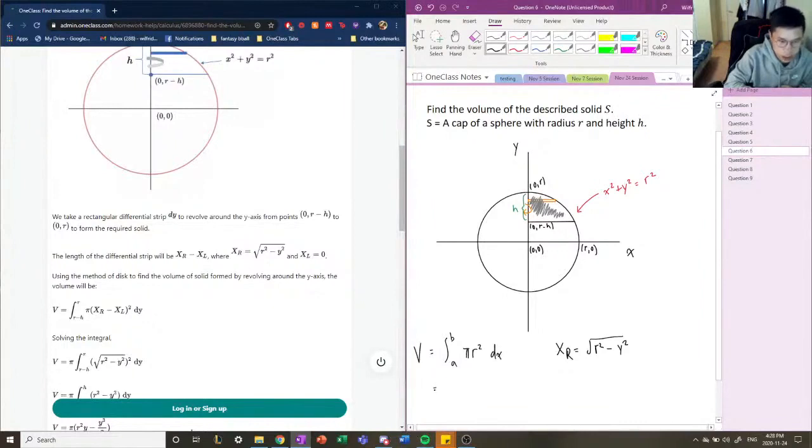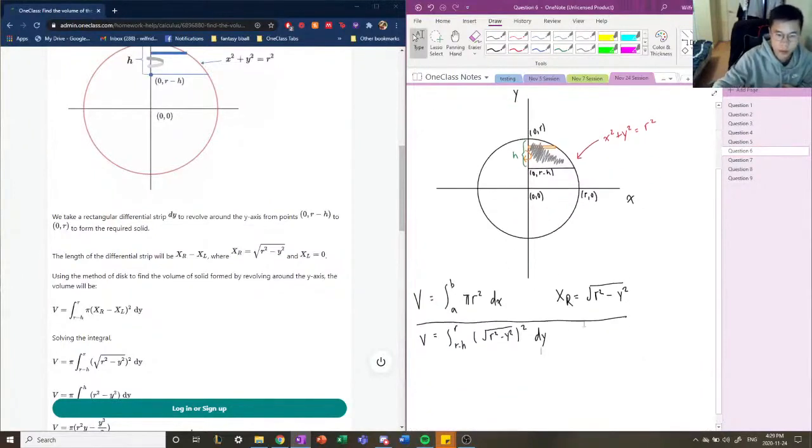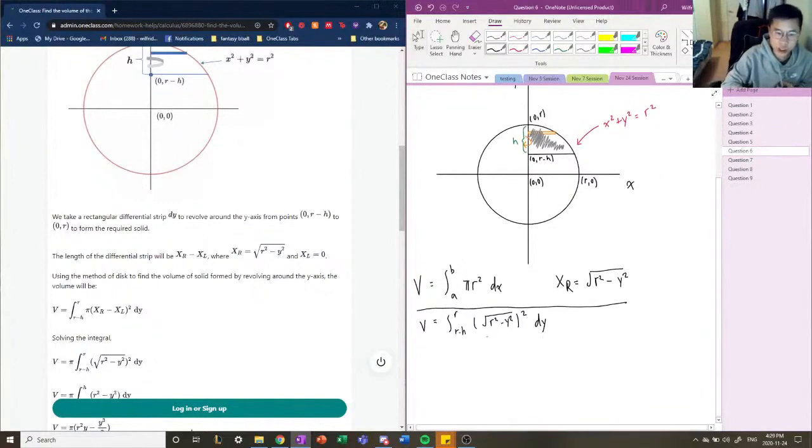And now we can write our whole equation. So let's say V equals the integral from r to r minus h, and we're going to be integrating in terms of y, because we're using the variable y here. So it's going to be r squared minus y squared dy. This integral, once we solve it, is going to be equivalent to the volume of our solid.